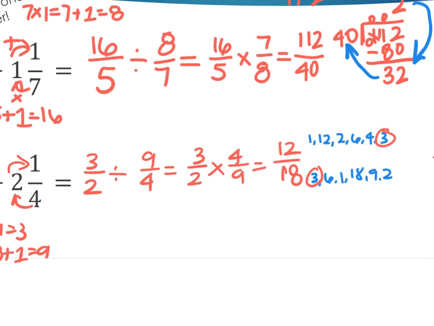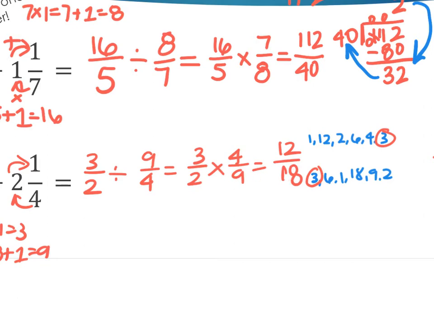All right. So to divide by a fraction, here's a tip. We're going to keep the 3/2. We're going to change division to multiplication. And we're going to flip 9 over 4 to be 4 over 9. And now we're ready to multiply. So 3 times 4 is 12. 2 times 9 is 18.